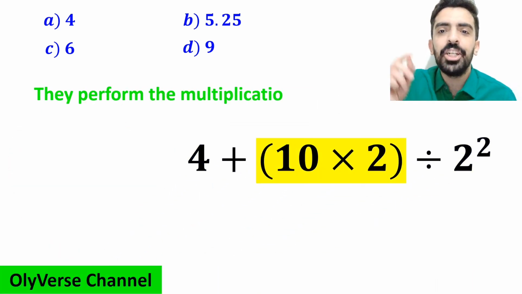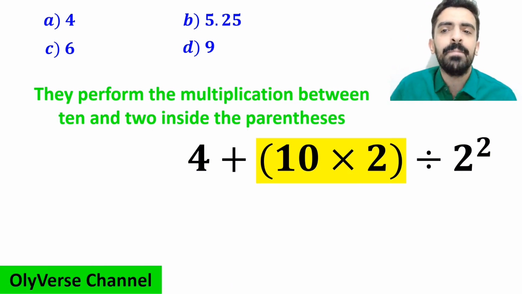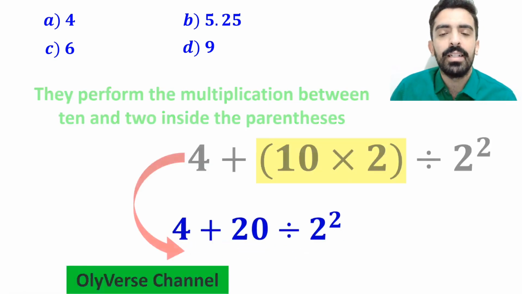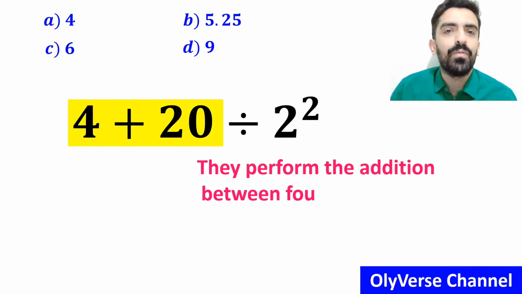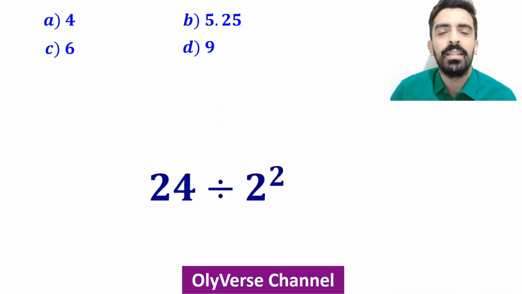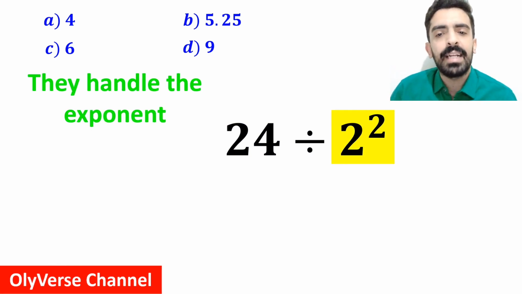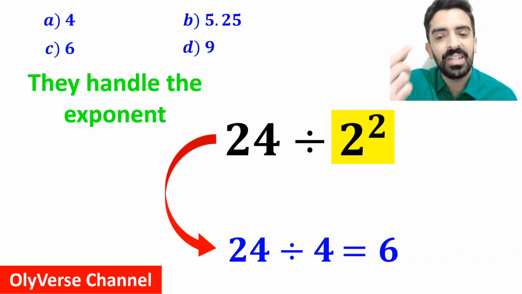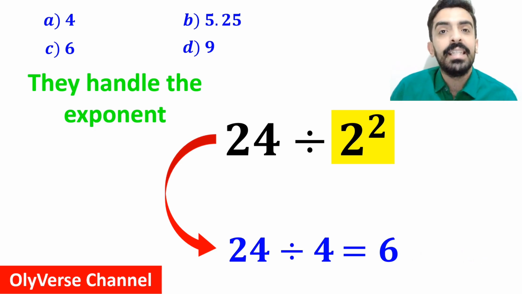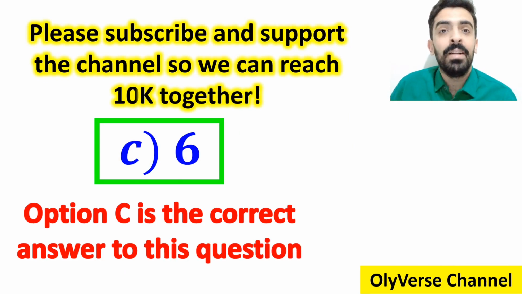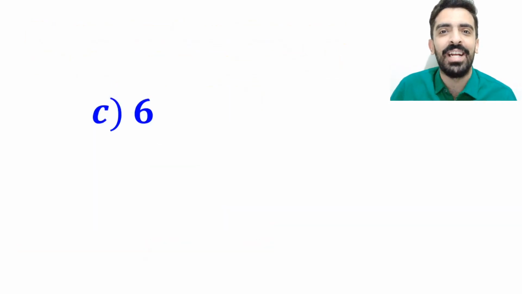Then, they perform the multiplication between 10 and 2 inside the parentheses and write this expression as 4 plus 20 divided by 2 squared. Next, they perform the addition between 4 and 20 and simplify this expression to 24 divided by 2 squared. And the final step, they handle the exponent and write this expression as 24 divided by 4, which ultimately gives them the answer 6. And immediately, they conclude that option C is the correct answer to this question. But I have to say, we were tricked and it's not the correct answer to this question.